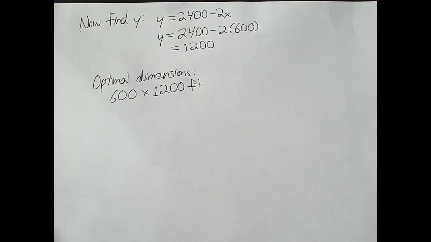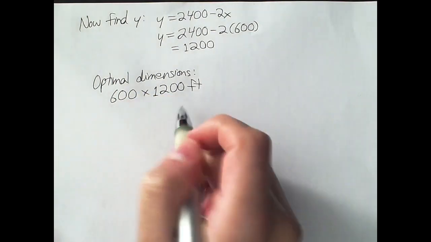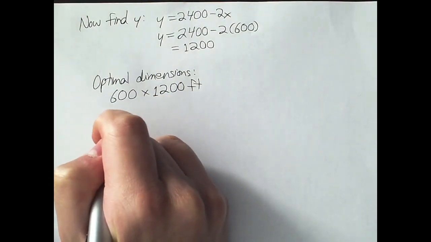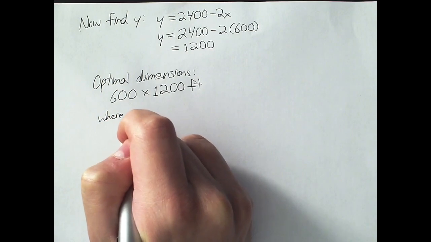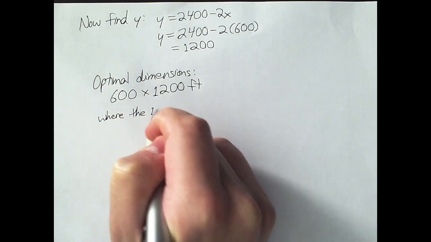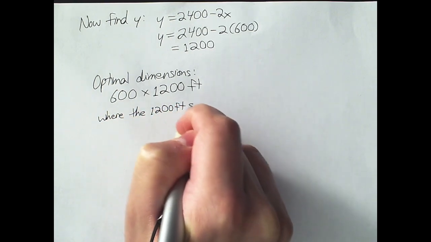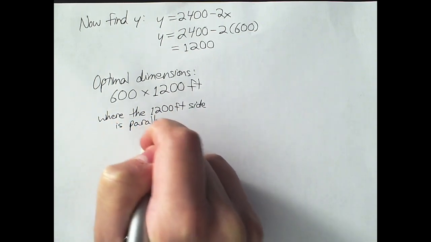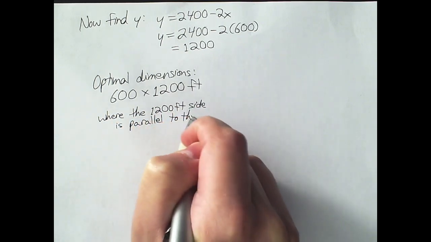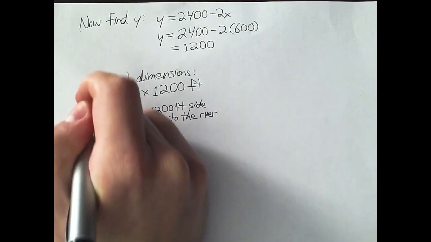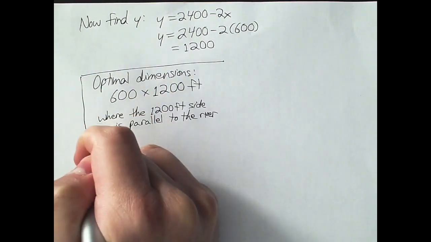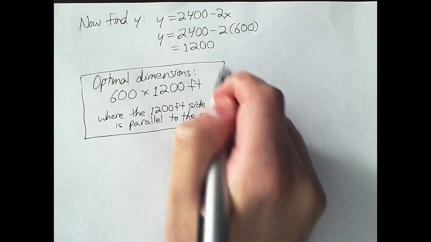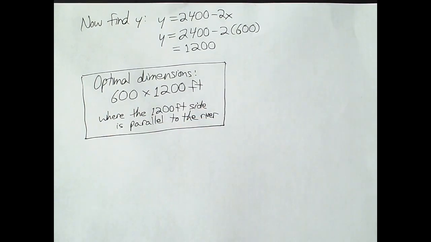So let's do something like this. Let's say 600 by 1200 where the 1200 foot side is parallel to the river. Just including something like that makes it clear which is which. I like that.